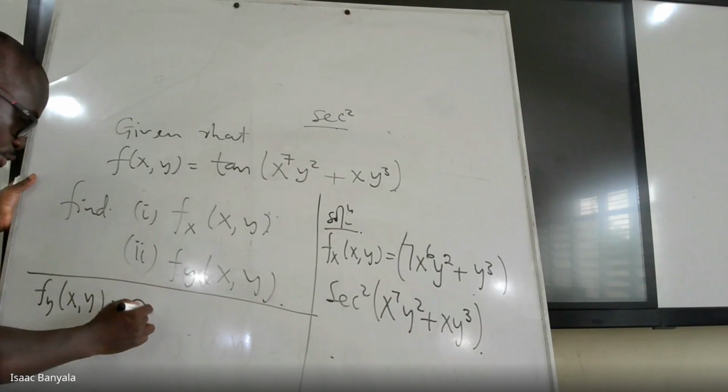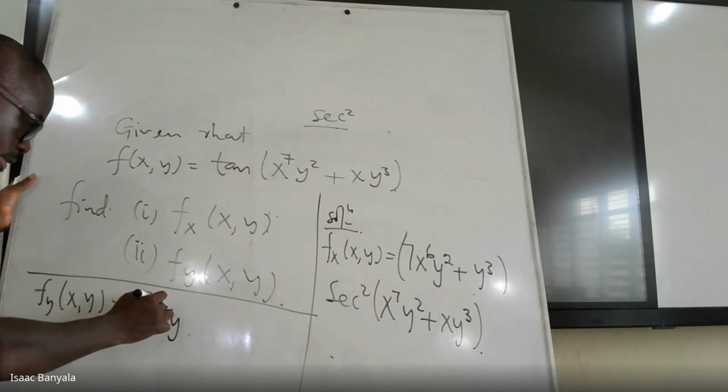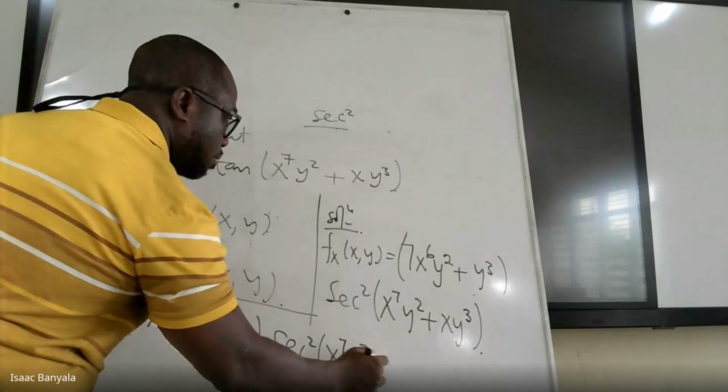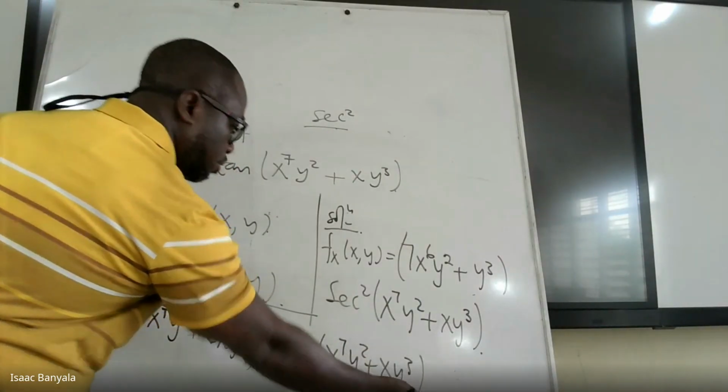x to the power 7. Okay, so let's write the x first. 2x^7y, plus 3y squared x, with the x attached to it. Then sec squared, what is the function inside the bracket? Sec squared and the function. So the function will be the answer.